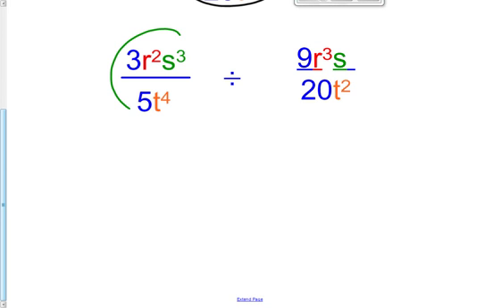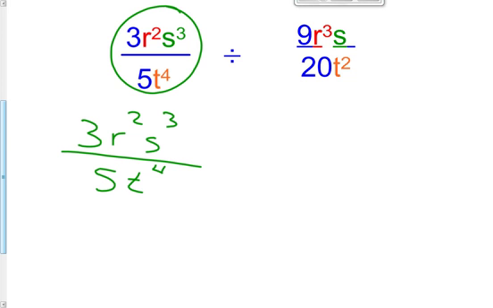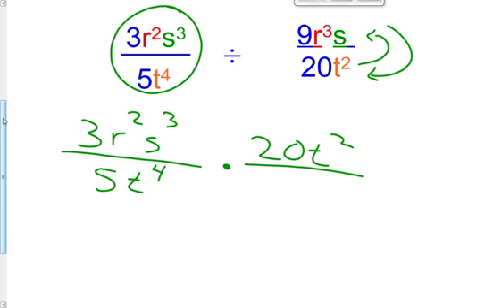So make sure you keep this one the same. Some people want to flip-flop that first fraction too. You don't do that. Keep that one the exact same as it is. So 3r squared s cubed divided by 5t to the 4th multiplied by, now switch this fraction around. So we're going to have 20t squared divided by 9r cubed s. Now let's start killing terms.